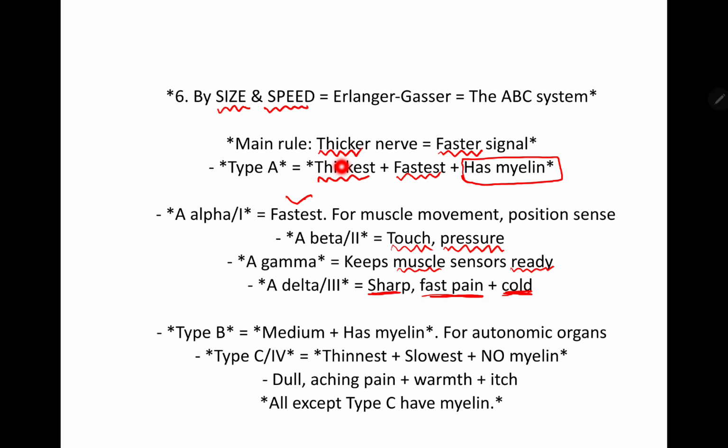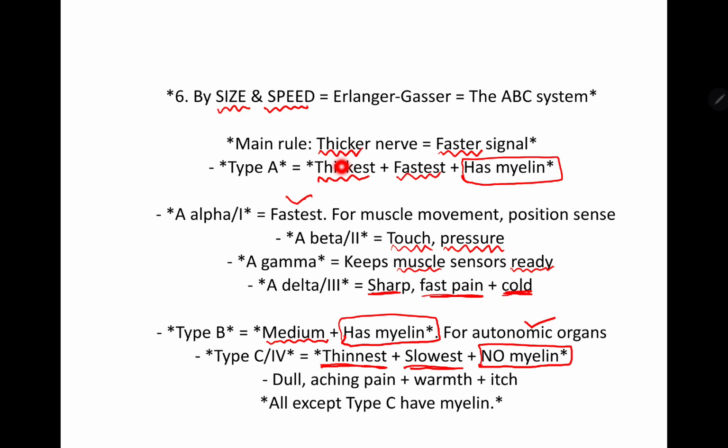So next is type B, which is medium in thickness. The nerve is medium in thickness and it also has myelin here. Myelin sheath is also present here, and it is for the autonomic organs. Basically, it is for the autonomic organs. You do not have control over it. And next is type C. Type C is the thinnest amongst all, and it is slowest amongst all, and it does not contain myelin.